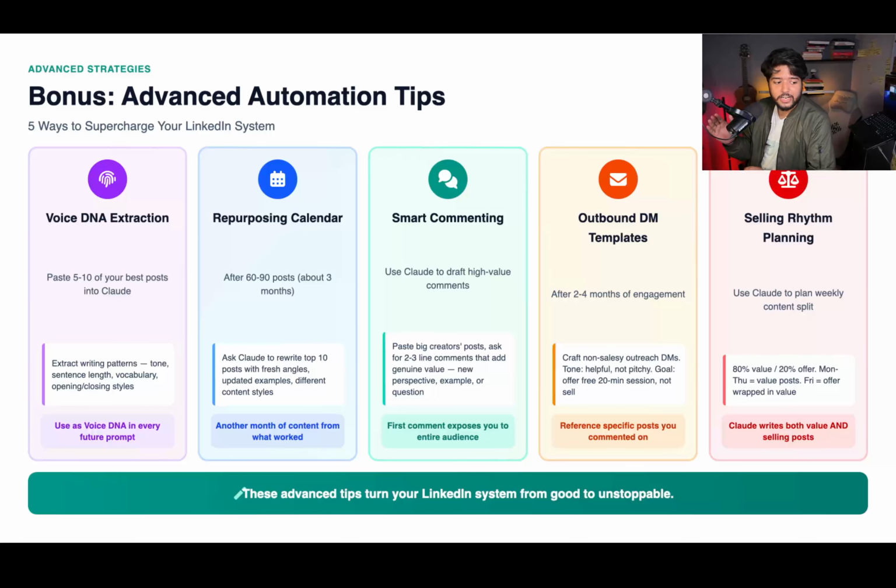Now some advanced strategies. These are 5 ways to supercharge your LinkedIn system. The first one is voice DNA extraction. This is very important. I want you to paste 5 to 10 of your best posts into Claude. The prompt should be something like this: extract writing patterns like tone, sentence length, vocabulary, opening and closing styles. This is very important.